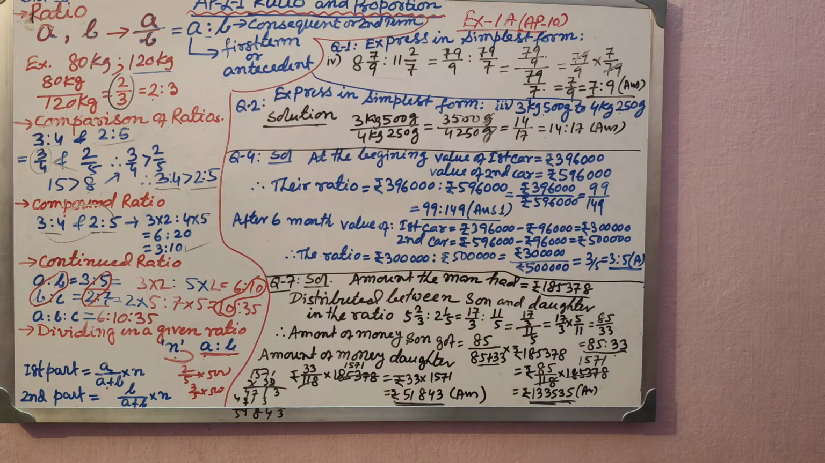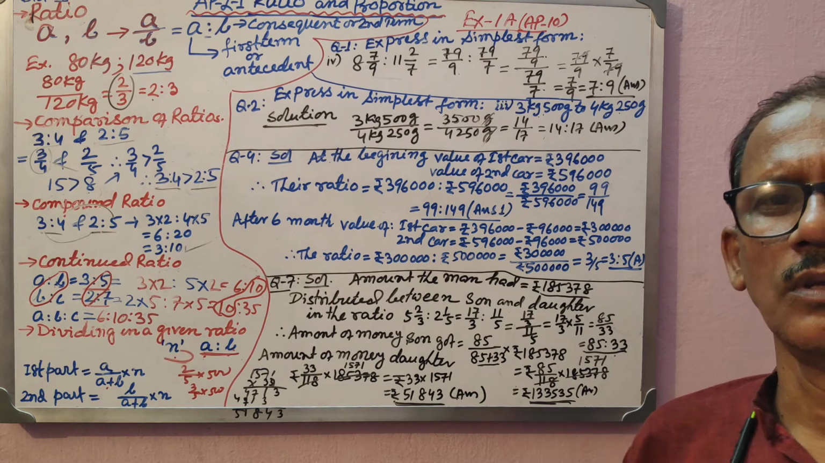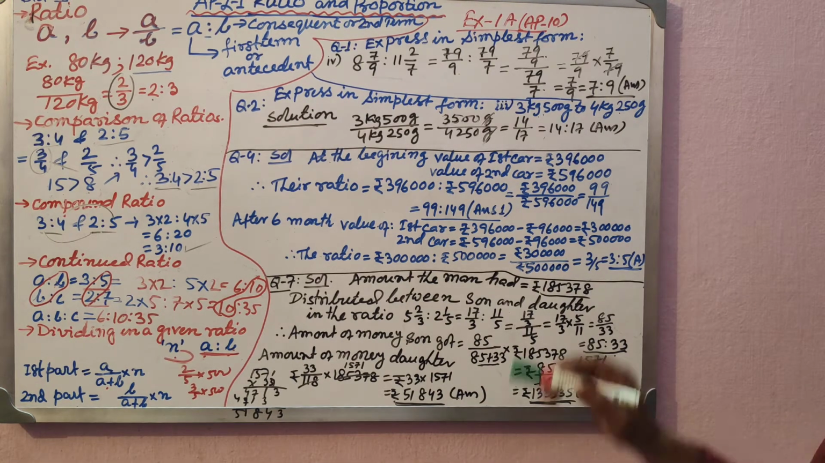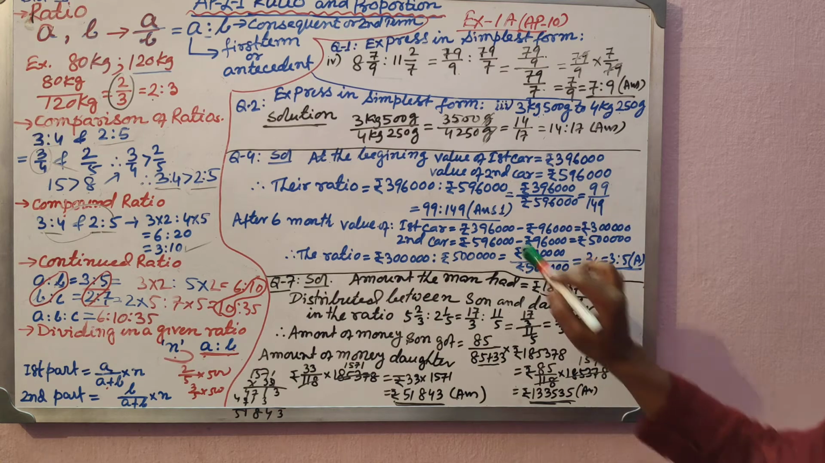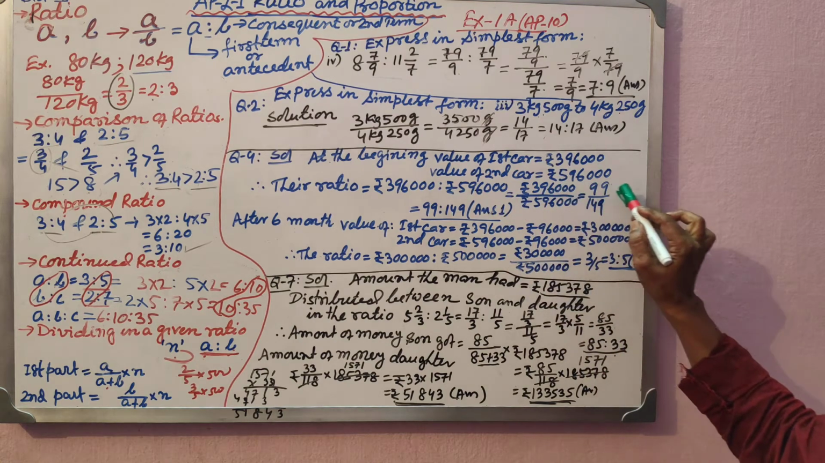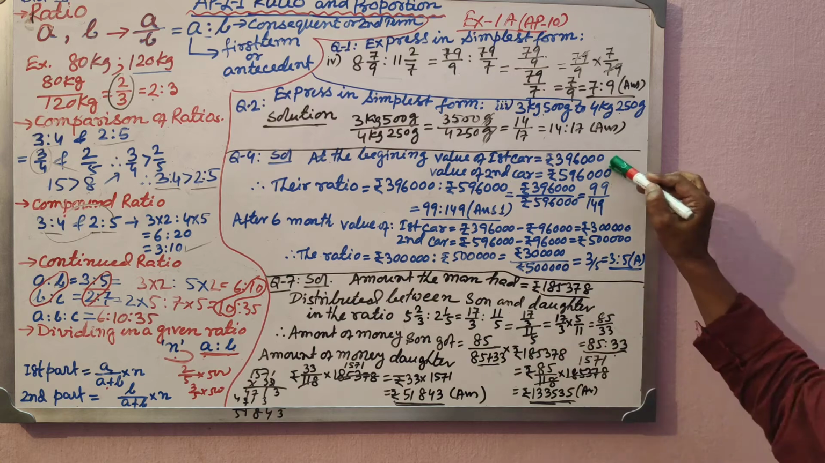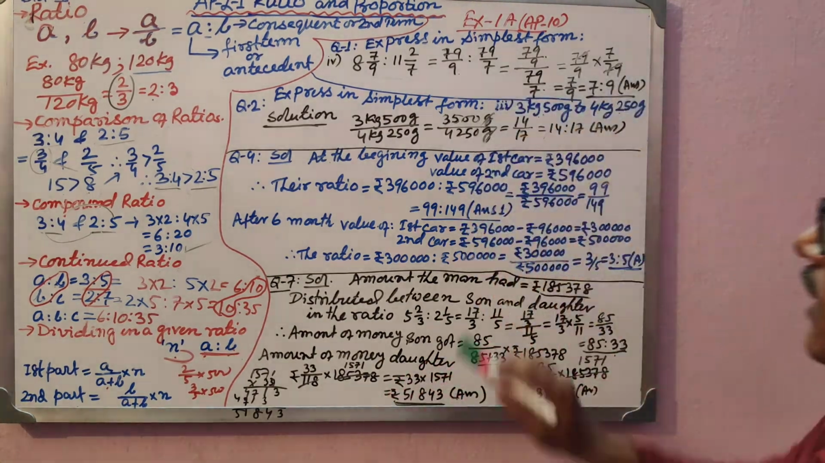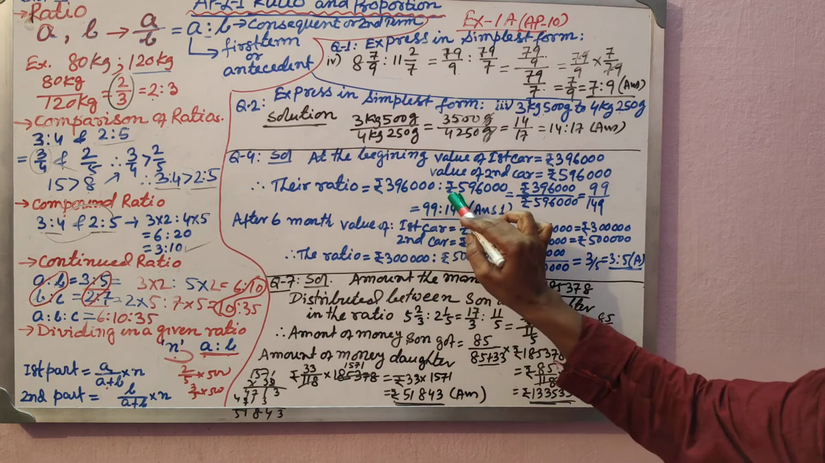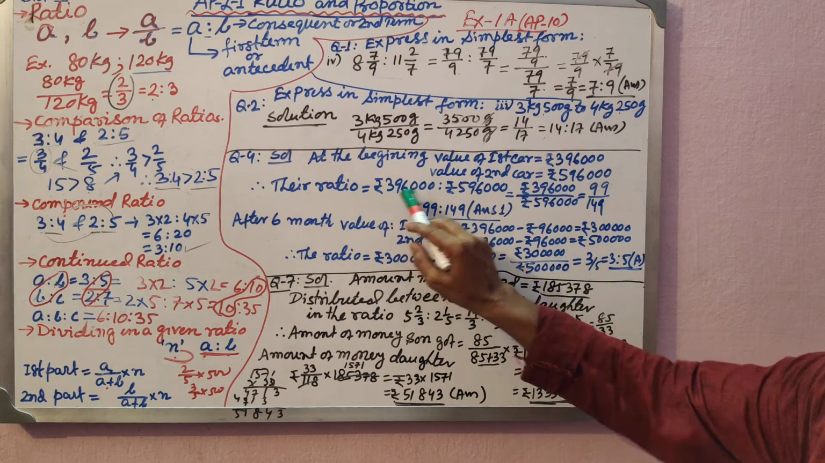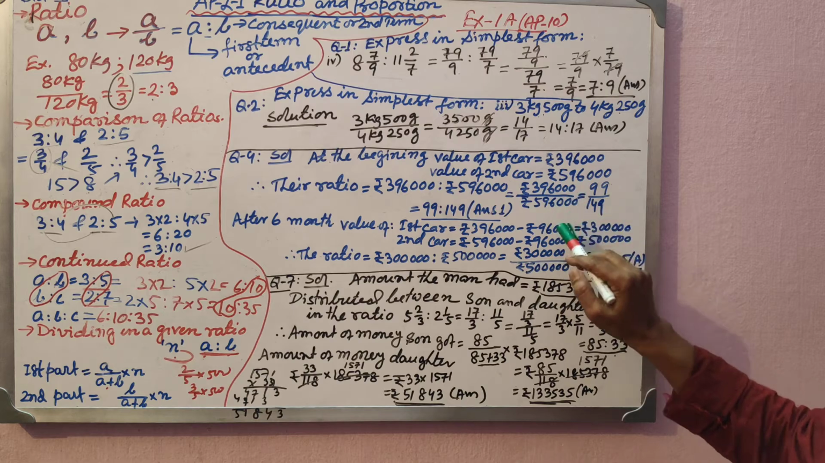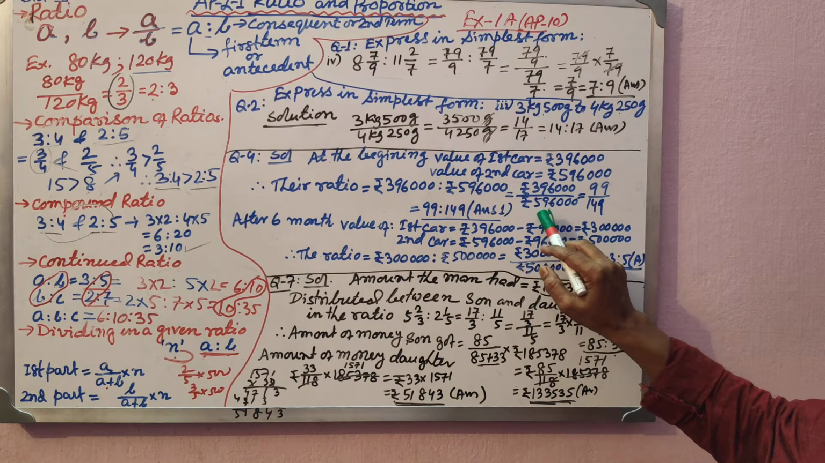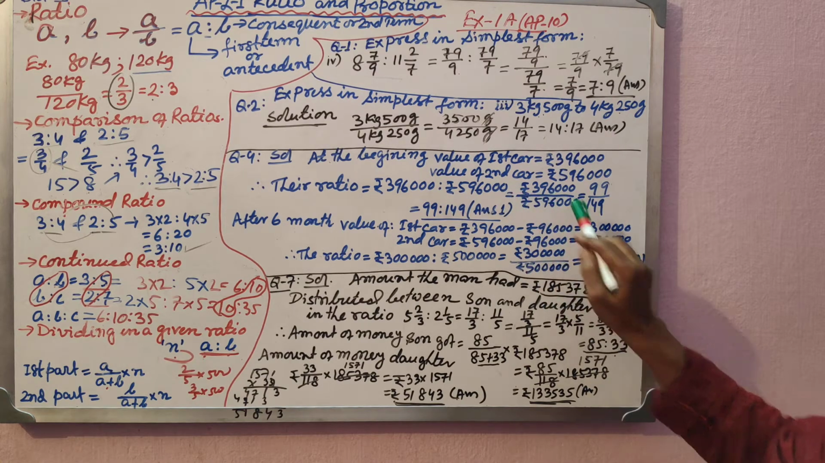Now moving on to a word problem. It is given to you, the two cars. The initial value of the first car was 3,96,000 and 5,96,000 was the second car's value. So what was the ratio at the beginning? At the beginning the ratio was this is to this. Therefore this divided by this. 3 zeros will be cancelled. The rupees will be cancelled.